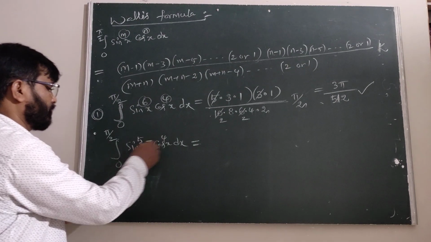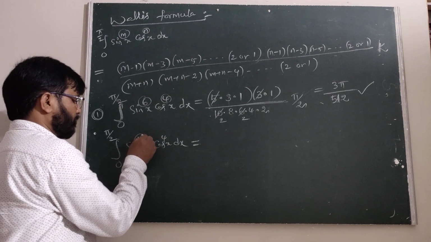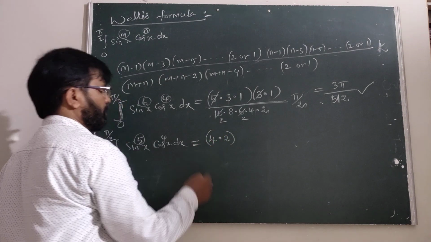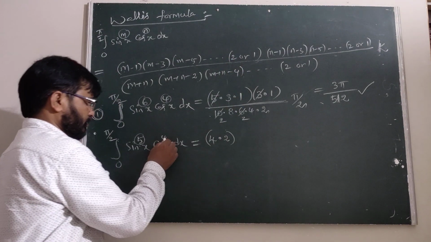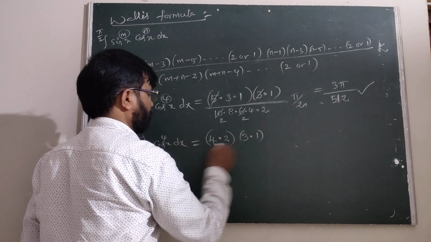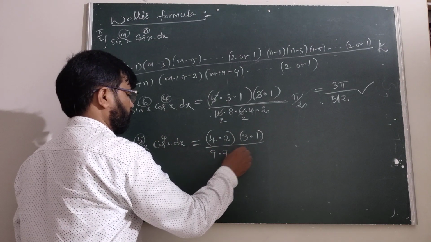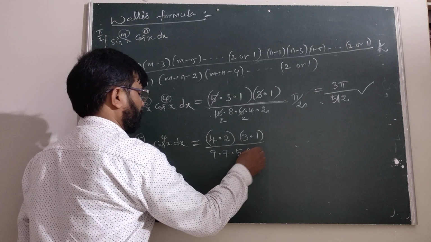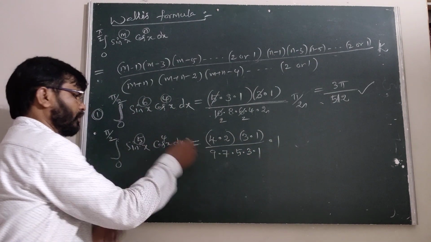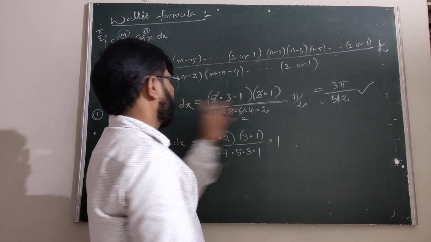Next, sin^5 x cos^4 x. One of them is odd. Now 5 minus 1 is 4, 4 minus 2 is 2, and that is enough, we get down to 2 or 1. Then 4 minus 1 is 3, and 3 minus 2 is 1. The total 5 plus 4 is 9, then 7, 5, 3, 1. Then you put k equal to 1, since one of them is odd.